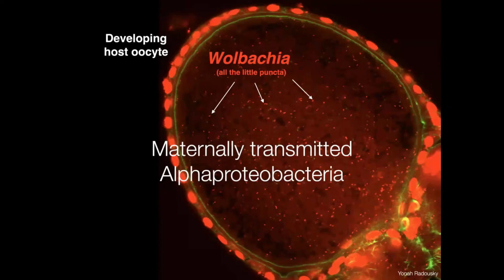So what are Wolbachia? These are maternally transmitted Alphaproteobacteria. What I'm showing you here is a developing female oocyte. And you can see here Wolbachia being the little stain puncta inside this oocyte. And this oocyte is at a particular stage of development where Wolbachia has some work to do to get into the germline, which we'll talk about a little bit later.